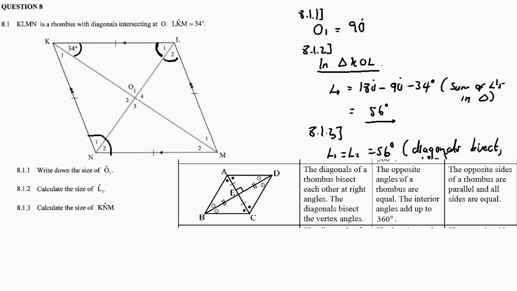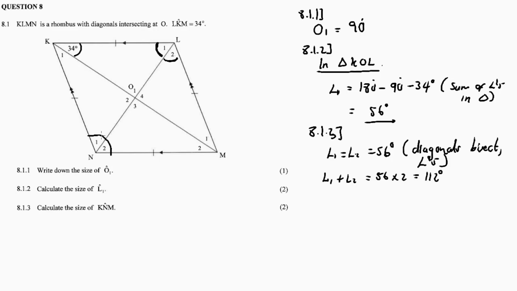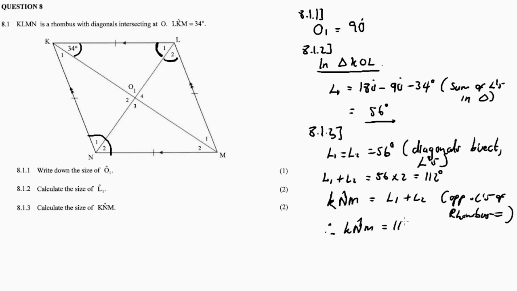And then there's a property that the opposite angles of a rhombus are equal. So this angle, N M, is equal to L1 plus L2. Why? It's because the opposite angles of a rhombus are equal. Therefore, NM is equal to 112 degrees. Now there's our answer. Voila.